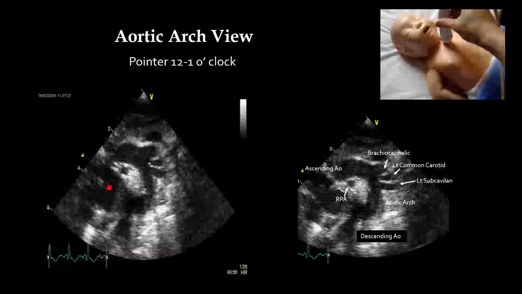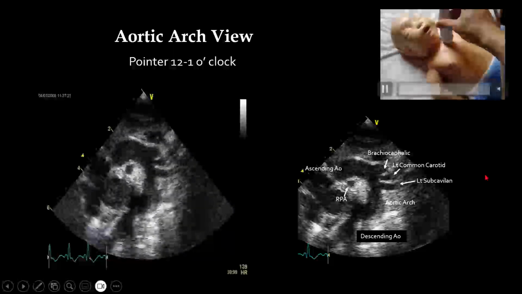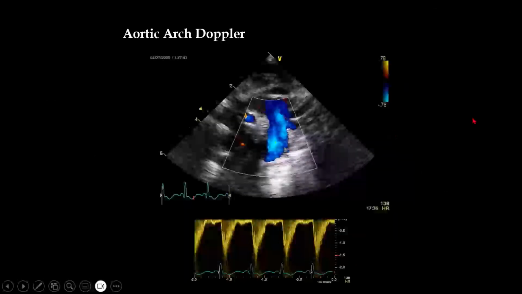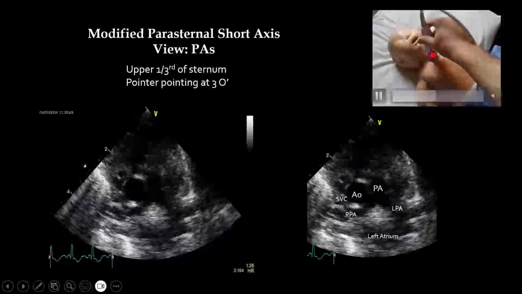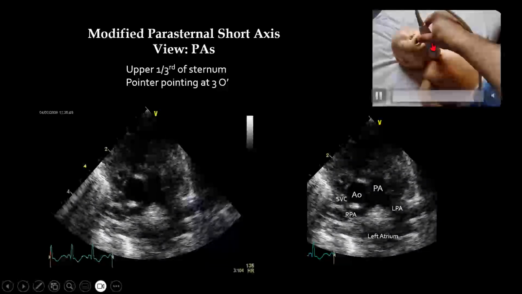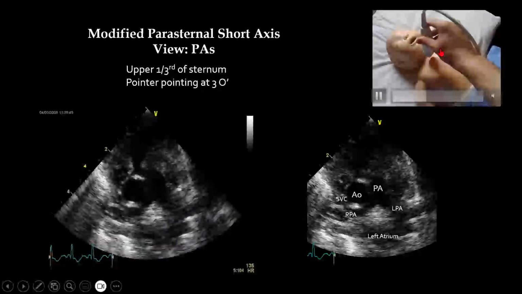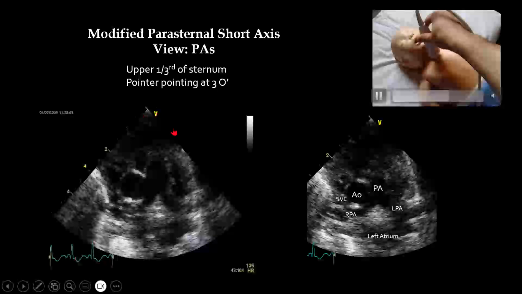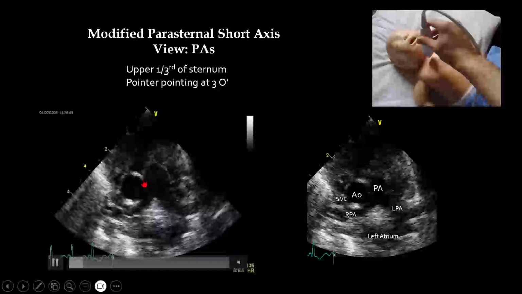Okay. So this is the arch that is done from the right subclavicular area, pointer pointing at 12 to 1 o'clock position. Reading the Dopplers. And then the pulmonary artery view and pulmonary vein view, again from the left subclavicular area. In the ductal view, we did it from the left subclavicular area, but the pointer was pointing at 12 to 1 o'clock position. In this pulmonary artery view, the pointer is pointing at 3 o'clock position.